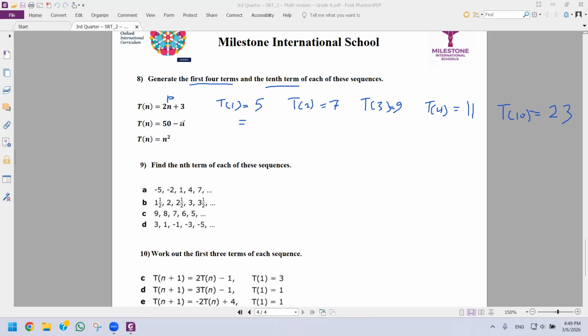Now for the next part, we have 50 minus n. The first term n is equal to 1. 50 minus 1, 49. The second term n is 2. 50 minus 2, 48. Then minus 3, 47. Then 50 minus 4 is 46. And at the end, we have the 10th term. So 50 minus 10, which is 40.